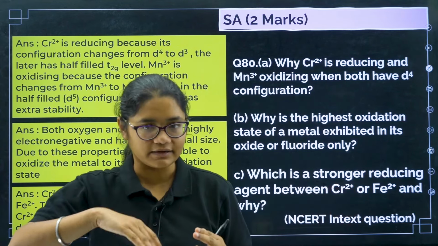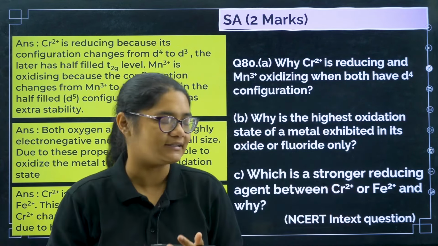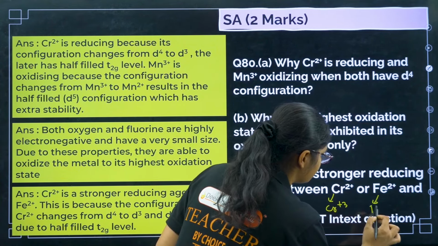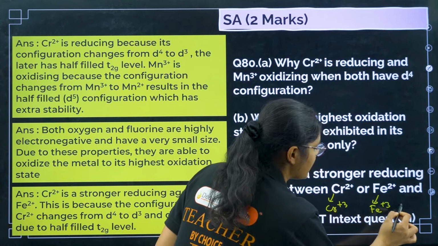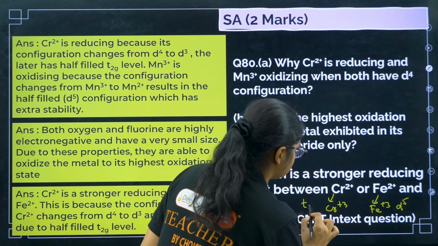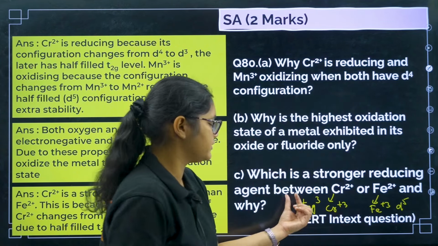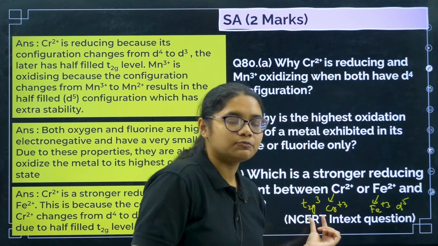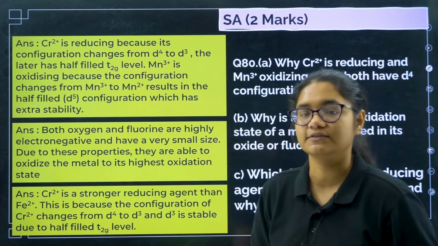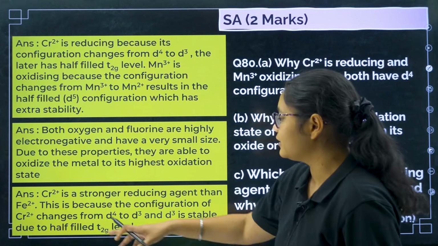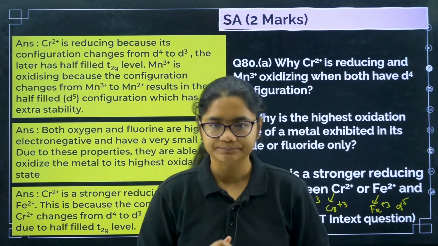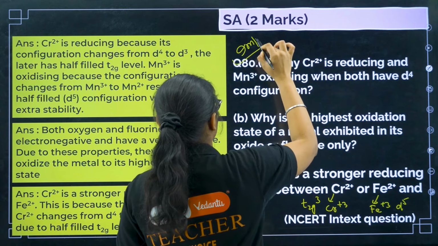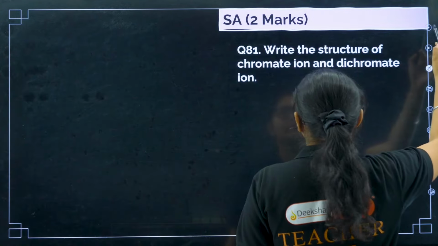Next, which is a stronger reducing agent between Cr2+ and Fe2+? A stronger reducing agent will reduce others, and itself it will get oxidized. Cr will get converted to Cr3+, Fe will get converted to Fe3+. Now Fe3+ has a d5 configuration, Cr3+ has a t2g3 configuration. This one is more stable because its energy is lesser, so that is why Cr2+ is a stronger reducing agent. Clear? I will mark these questions as important, but again, not very, very important.